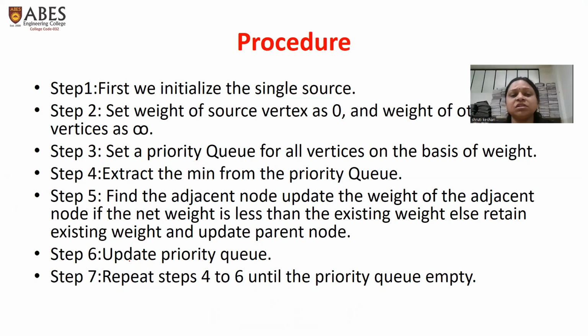Step 5 is to find the adjacent nodes and update the weight of the adjacent node if the new weight is less than the existing weight, else retain the existing weight, and update the parent node. Step 6 is to update the priority queue accordingly. And step 7 is to repeat steps 4 to 6 until the priority queue is empty.